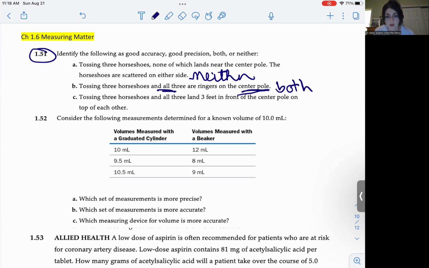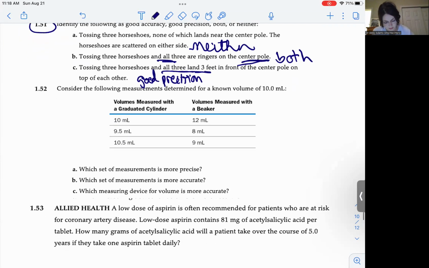Now, tossing 3 horseshoes and all 3 land 3 feet in front of the center pole. Well, they didn't land on the center pole, so that's not accurate. But look, all 3 land 3 feet in front, so you can say that was good precision.